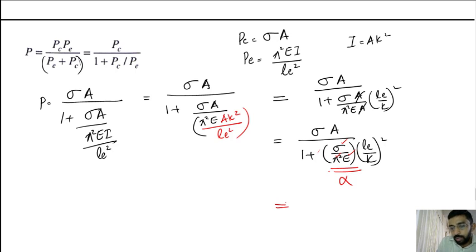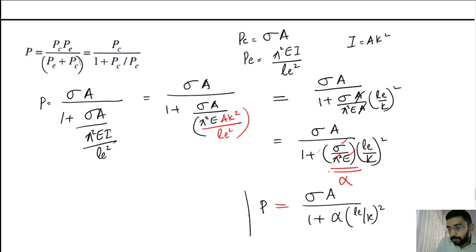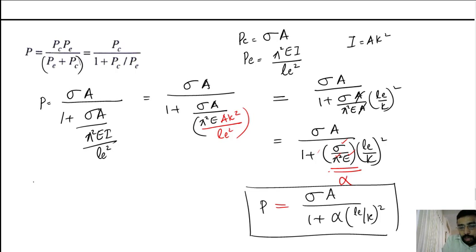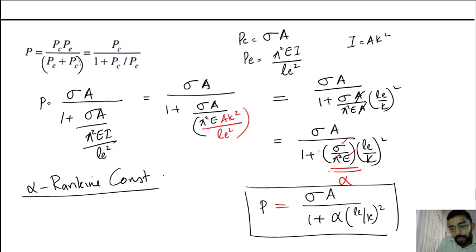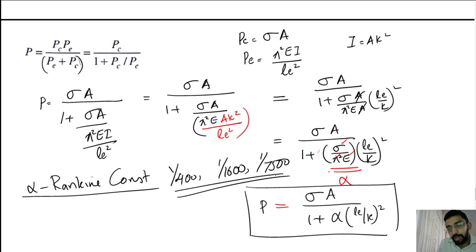So if we do that, we can rewrite the equation as sigma_u into A divided by 1 plus alpha into Le by K the whole square. So this is the equation where alpha is called the Rankine constant. This value is like 1 by 400, 1 by 1600, 1 by 7500, like that. These kinds of values can be obtained, and they are usually given in the question.